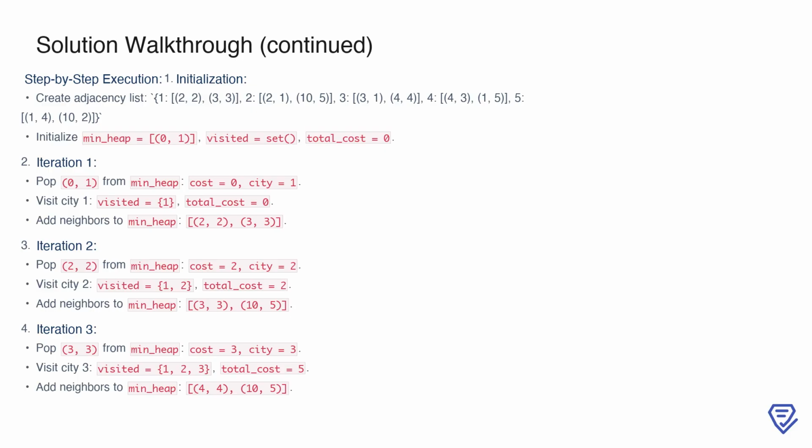We then add City 2's unvisited neighbor, City 5 with a cost of 10, to the heap. Moving forward, the smallest cost in the heap is now 3 for City 3. After visiting City 3, we include its neighbors, City 4 with cost 4 and City 5 with cost 10, in the heap. The total cost at this stage is 5.